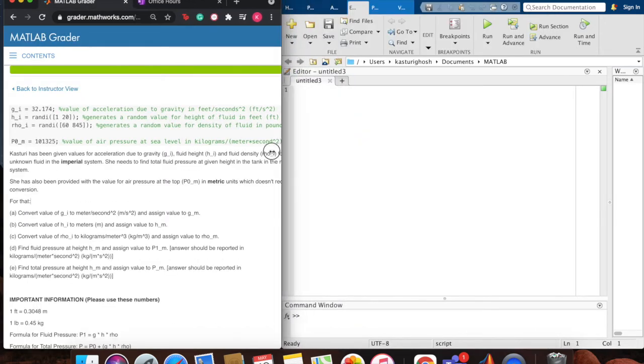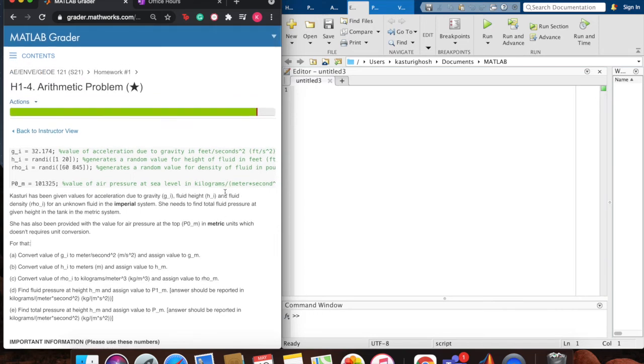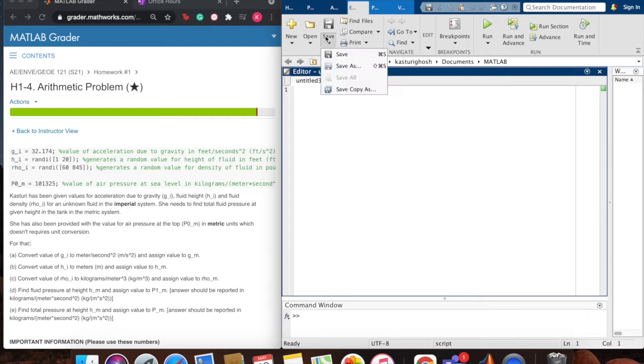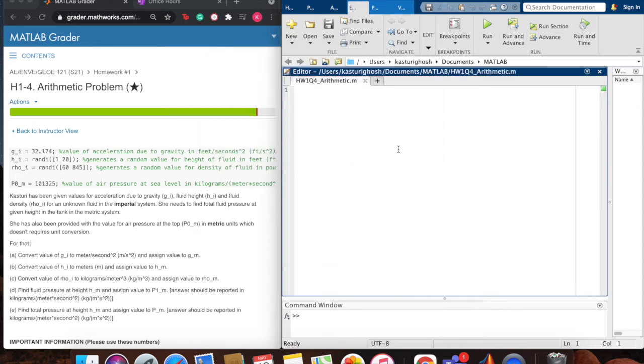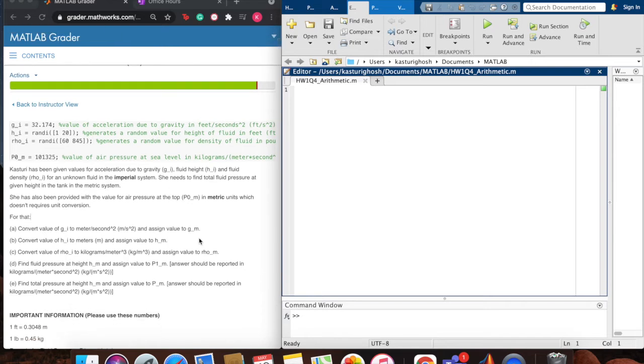All right, let us start then. I have my MATLAB Grader open to this learner preview, and I also have my MATLAB software. So the first thing I'm going to do is save this in a way that I can revisit later: homework 1, question 4, arithmetic. All right, let's read the question. Kasturi has been given the values for acceleration due to gravity, fluid height, and fluid density for an unknown fluid in the imperial system. She needs to find the total fluid pressure at the given height in the tank in the metric system. She has also been provided with the value for air pressure at the top in metric units, which doesn't require unit conversion.